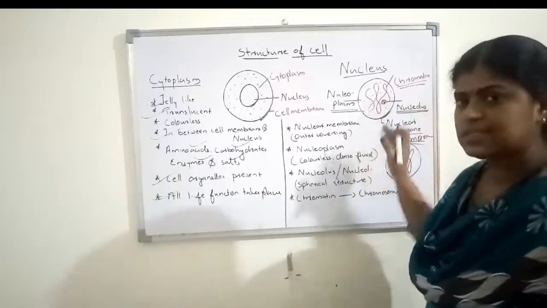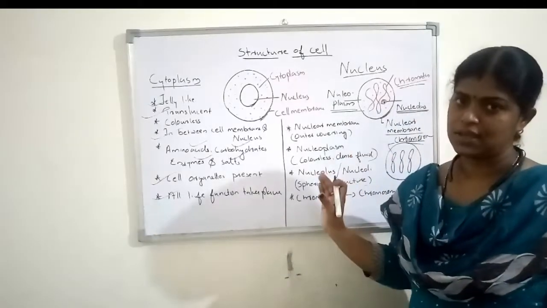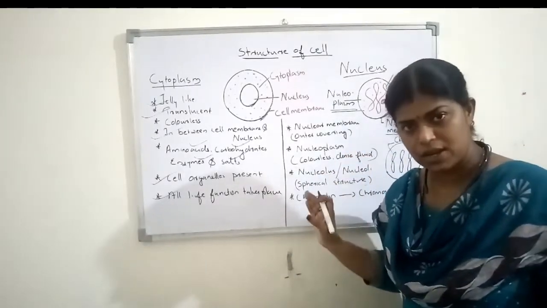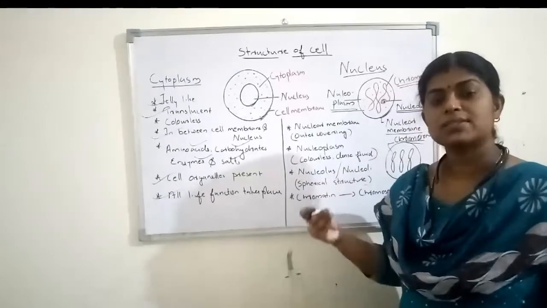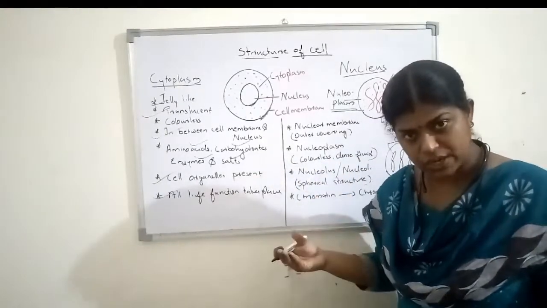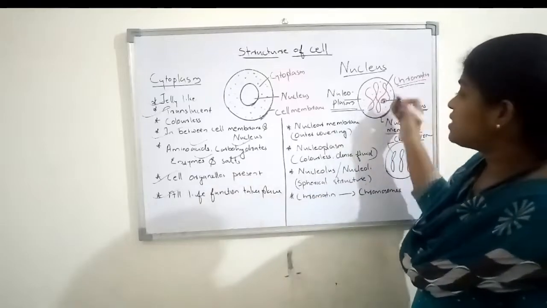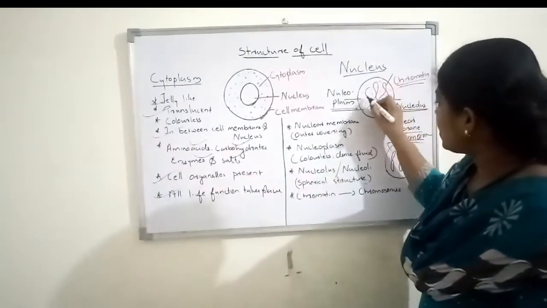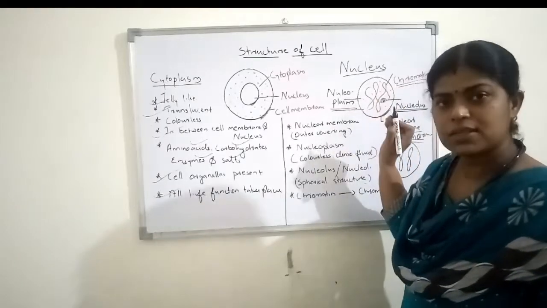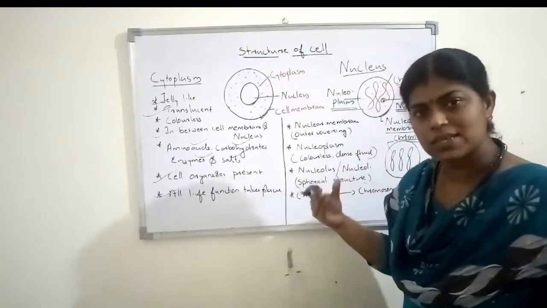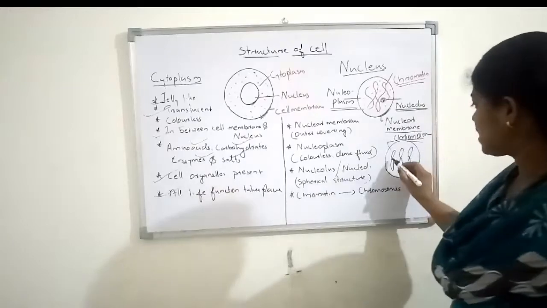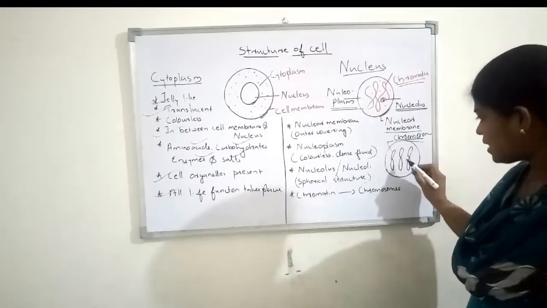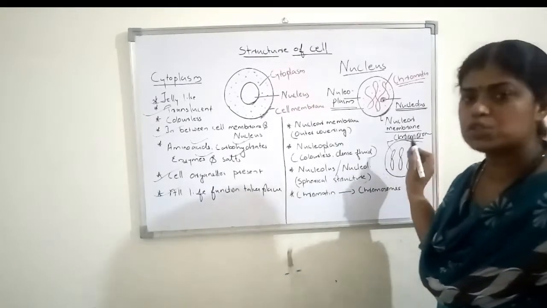Within the nucleus, a thread-like material is there. We are calling it chromatin. But when the nucleus or the cell is undergoing division, it will change its shape. It is now in a thread-like appearance. At the time of division, it will change its shape and get a shape like this. At that time, we are calling it chromosome.